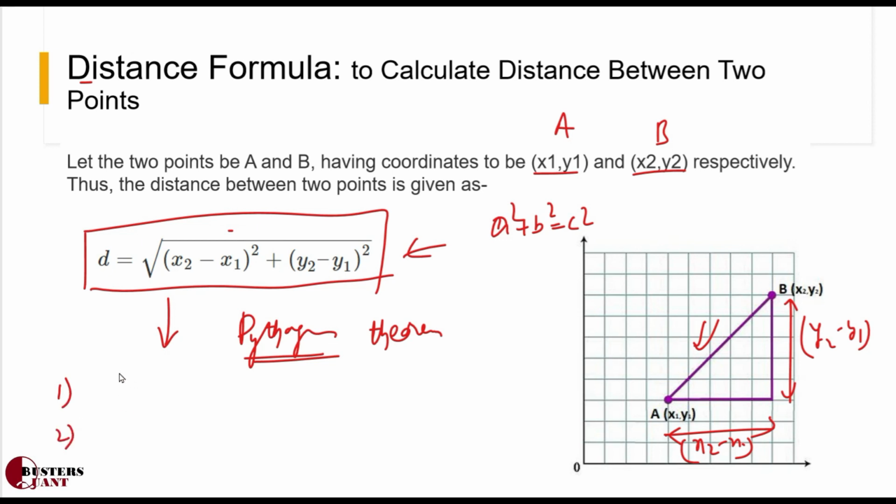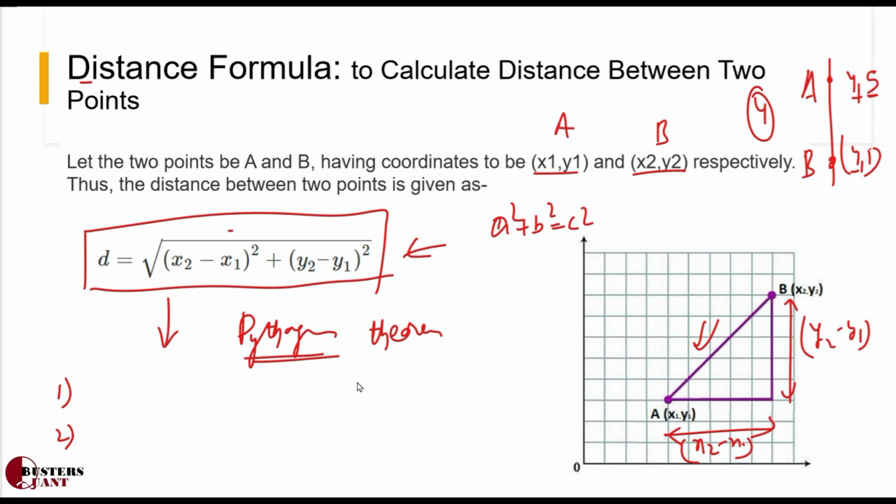For example, if the points are on a vertical line like this, this is 4 comma, suppose, 5, and this is 4 comma 1. These two points are on a vertical line, right? How do we know? Since the x coordinate is the same in both. Now to find the distance between A and B, we just need to subtract 5 and 1. It will be 4. If I use the formula, then also I will get the same answer.